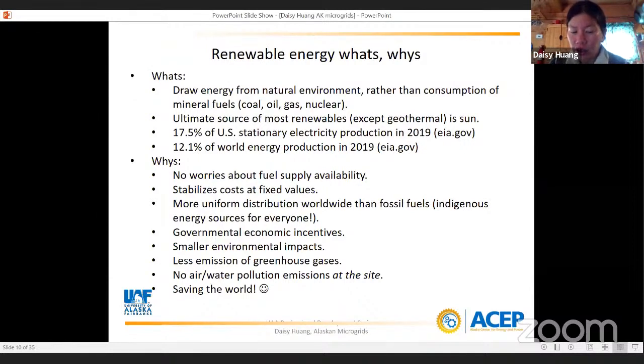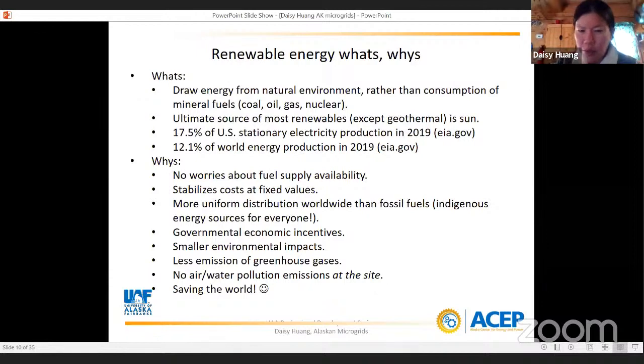So for isolated rural grids, the main reason is not to depend on an external fuel supply, and also to keep your costs known. Once you install your renewable, you know what your costs are going to be, and you don't have to worry about the variability or availability of the fuel supply. There have been times when a village, and villages usually are located on rivers, gets their fuel barged in the summer. But if it's an unusually cold winter and a lot of people use the fuel for heating and they run out, then it has to be flown in on an airplane, which is way more expensive. And so renewables hedge against that. They stabilize your costs at fixed values.